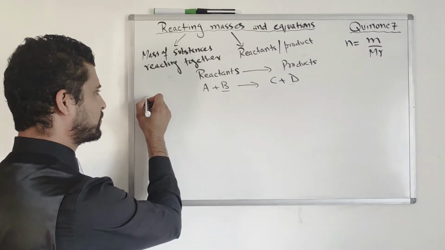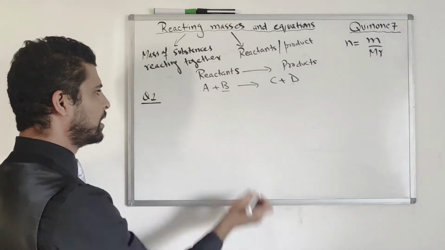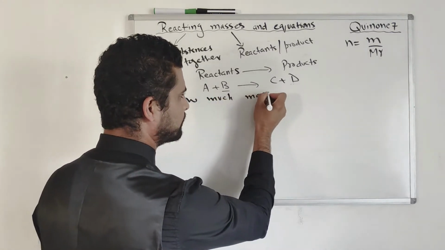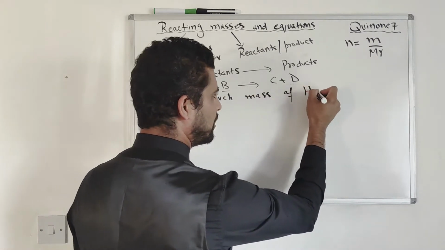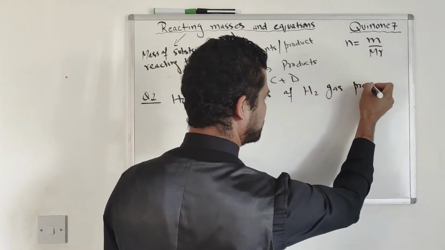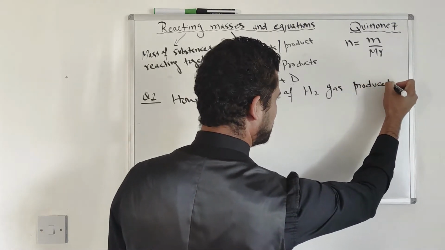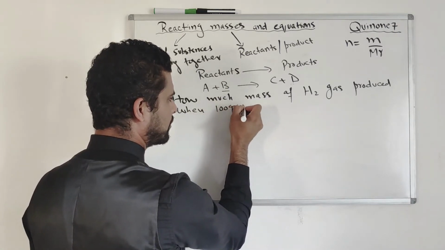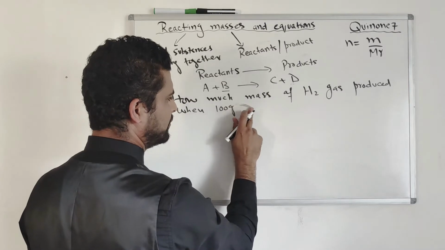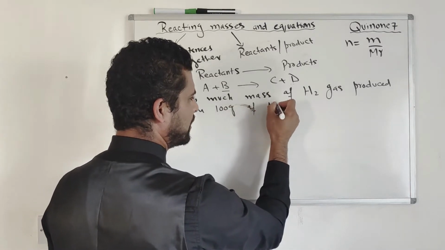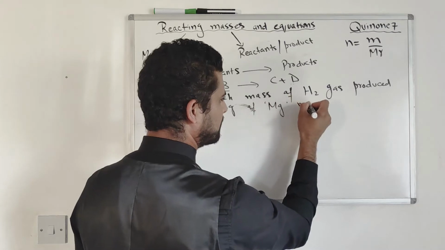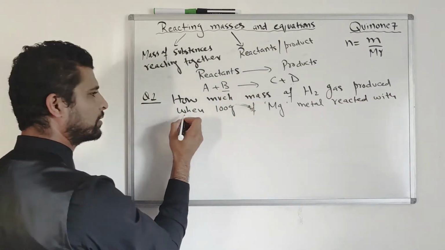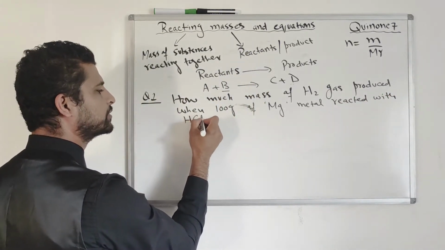So for example, if they give you a question like this: how much mass of hydrogen gas is produced when 100 grams of magnesium metal is reacted with HCl, which is hydrochloric acid.